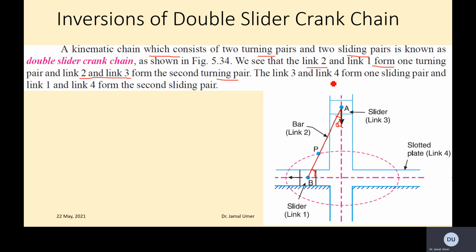Link 3 and link 4, the link 4 is the slotted plate. This whole slotted plate is just one link because it is fixed. So this is link 4. Link 3 and link 4 make a sliding pair, so it is moving that way. That is why it's a sliding pair. So this is one of the sliding pairs. And of course, link 1 and 4 is another sliding pair.